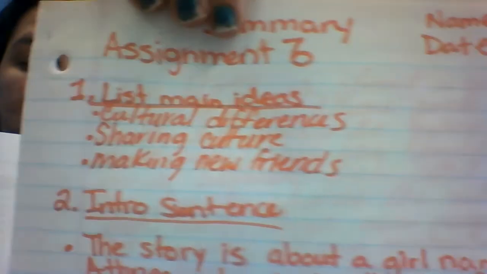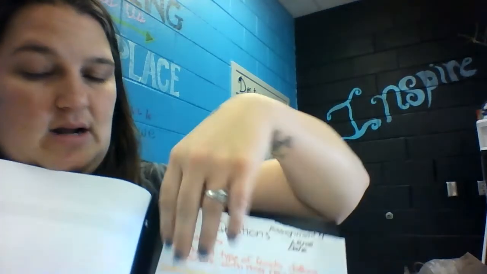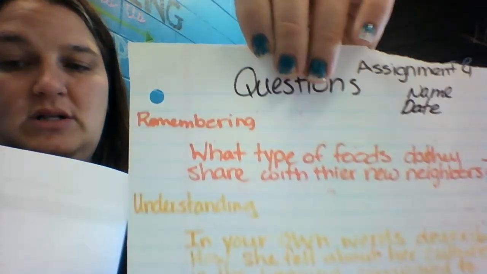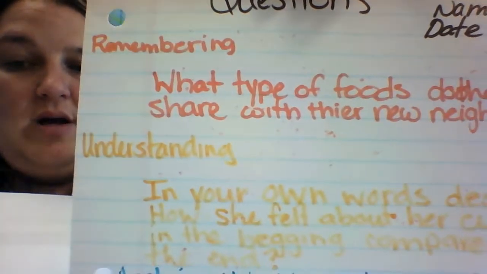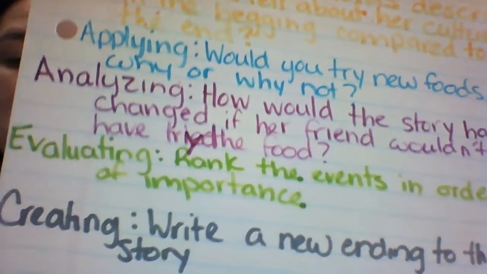So you can see how I wrote it on my own sheet of paper, and I did all the parts, and then I wrote my summary using transition words. And then 4, I wrote my questions from each thing, remembering, understanding, applying, analyzing, evaluating, and creating. That is your assignment for macro writing.